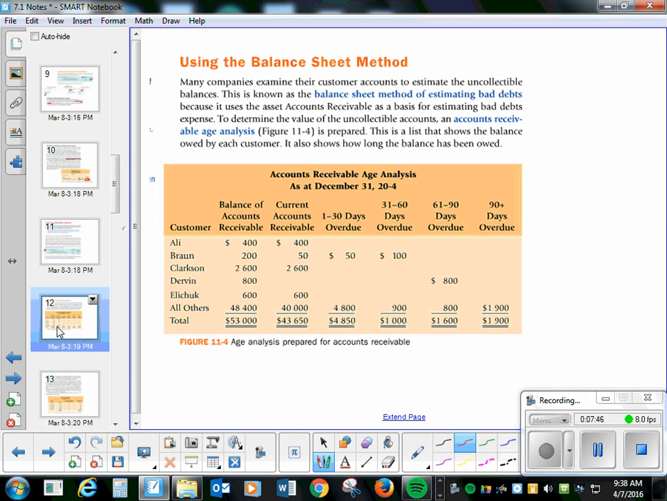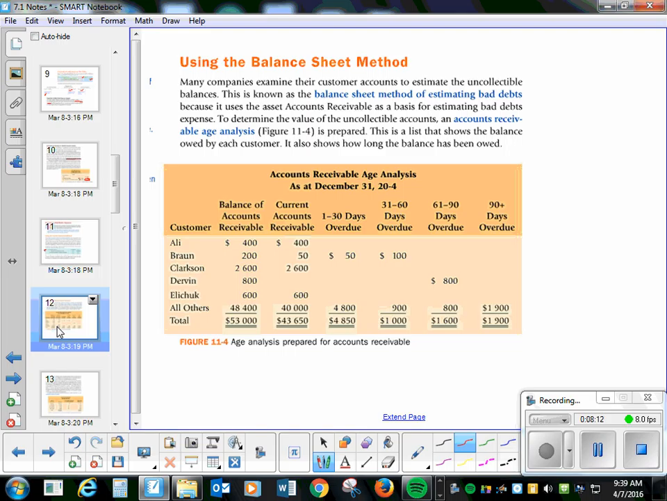The second one is called the balance sheet method. Many companies examine their customers' accounts to estimate the uncollectible balances. This is known as the balance sheet method because it uses the asset accounts receivable as a basis for estimating bad debts. To determine the valuation of the uncollectible accounts, an accounts receivable age analysis is prepared. This is a list that shows the balance owed by each customer, and it shows how long the balance has been overdue.